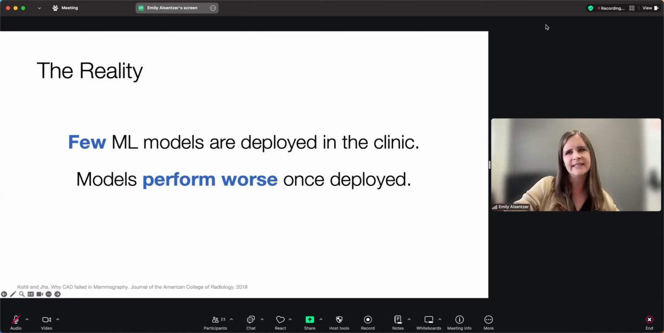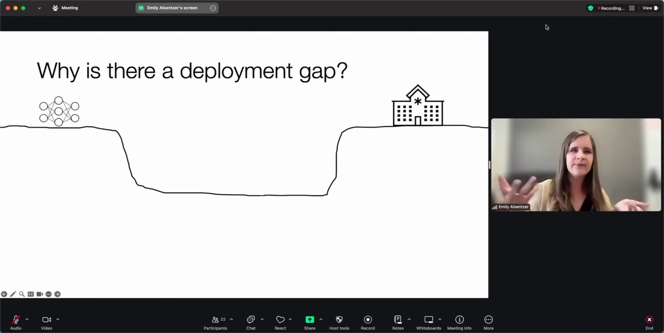The unfortunate reality is that many of our machine learning models that have been developed over the years have not made it into the clinic, and models that are deployed often perform worse in the real world compared to their preclinical performance. One striking historical example of this is the use of CAD, or computer-aided diagnosis algorithms. CAD systems were deployed in around 74% of screening mammography programs by 2010 before they were found to have both lower sensitivity and specificity compared to radiologists. This raises the question of why we see this deployment gap. What makes ML for healthcare so challenging?